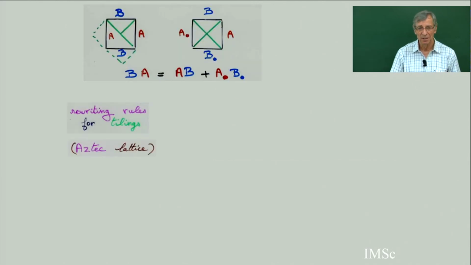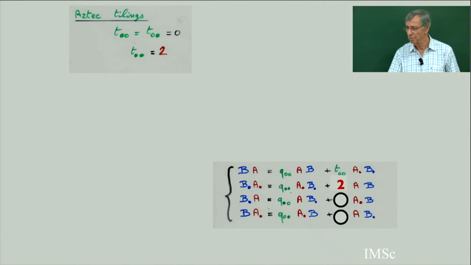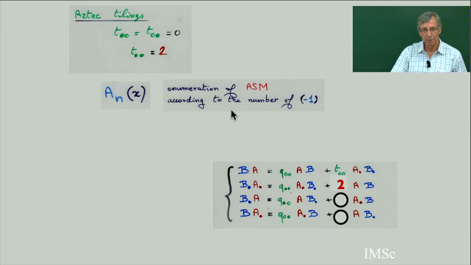You see all the possible cases. If you look carefully, I think that I did not make a mistake. This gives you this system of equations, which means that there is a polynomial A_n(x) which enumerates the number of alternate sign matrices by the number of -1. This is a classical parameter to enumerate. If there is no -1, this is n factorial, the permutations. So you have a polynomial enumerating alternate sign matrices by number of -1.